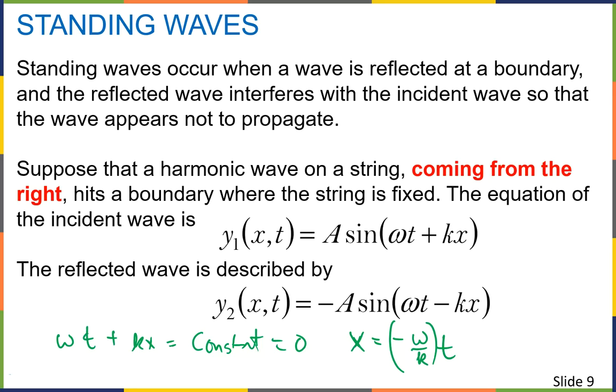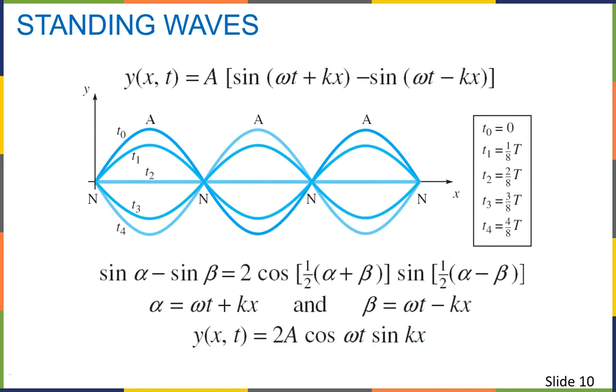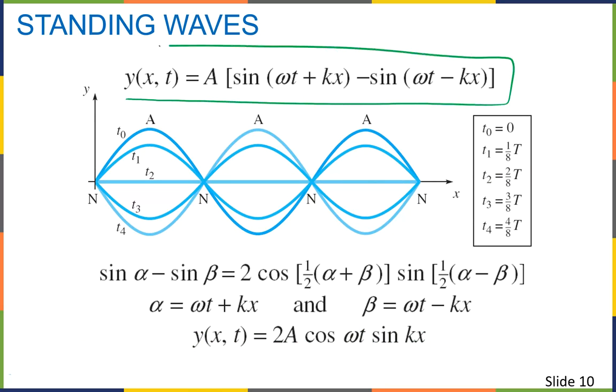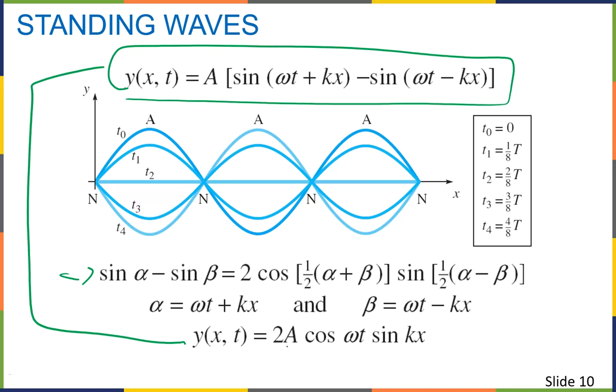If I have two waves on a string, and they're described by that, then here is the total displacement, using superposition. And if you add sinusoids, there are trig identities, as shown right here, that allow you to rewrite this. This is the same thing as 2a cosine omega t sine kx. We have time variation and spatial variation.